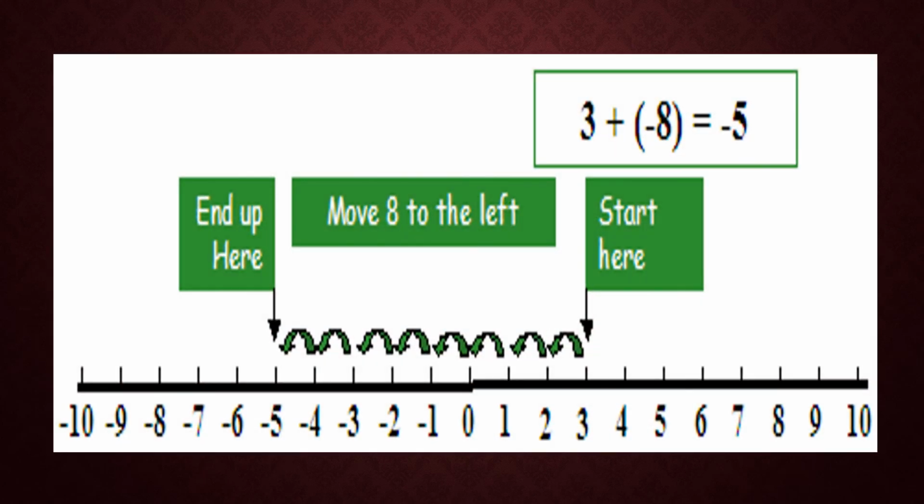This is an example of adding a negative integer. Here we will start with the point 3 on the number line and we will take 8 jumps towards left because we are adding a negative integer. So we will take jumps towards left and we will end up at minus 5. Therefore, 3 plus minus 8 is equal to minus 5.